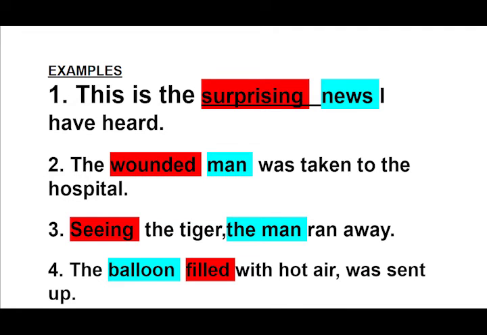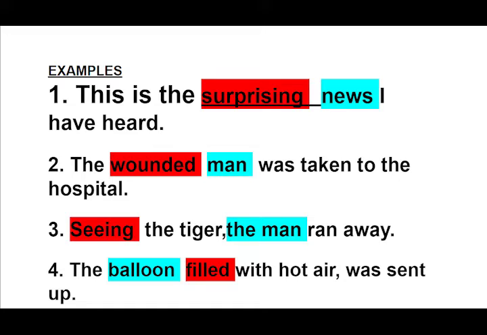Look at the sentences given on the slides. The words highlighted in red are the verbs, and the words highlighted in blue are the nouns. Look at the first sentence. This is the surprising news I have heard. The word surprising is formed from the verb surprise. It qualifies the noun news like an adjective.